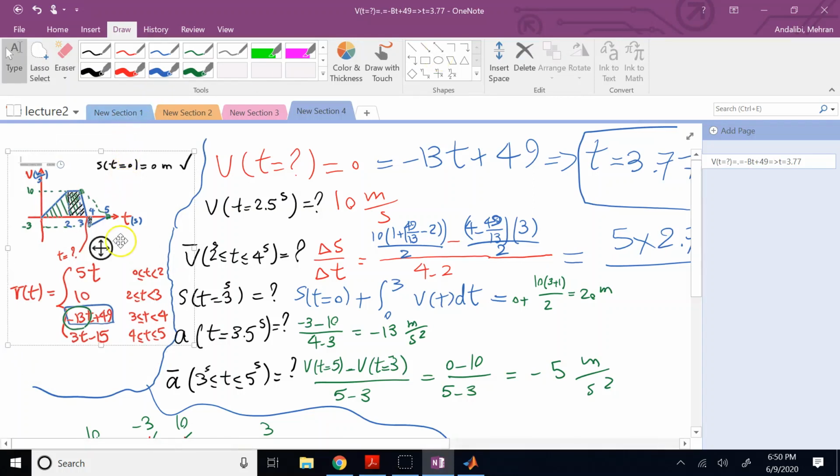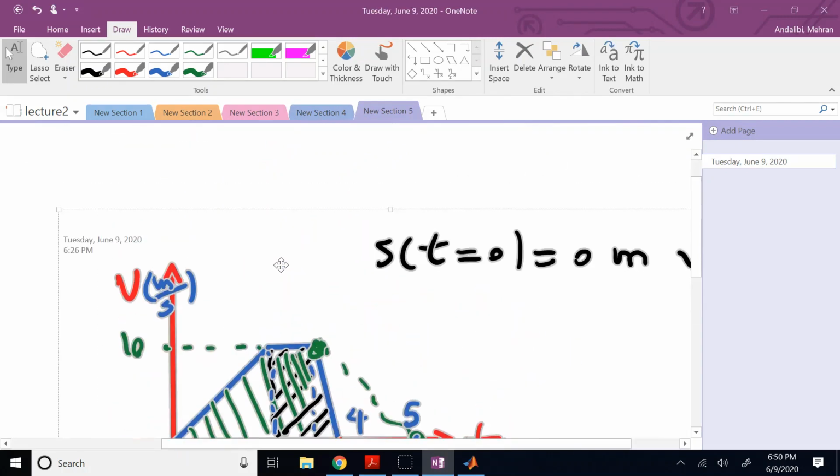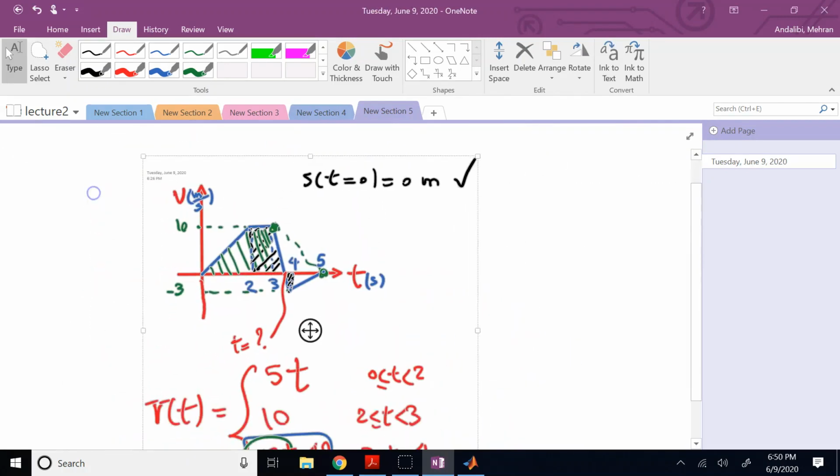Okay. Control C, hopefully it allows me to paste here. Control V, there we go. Okay.